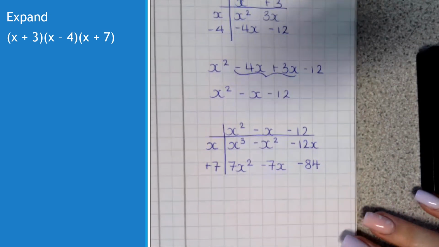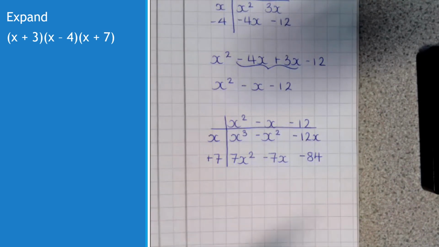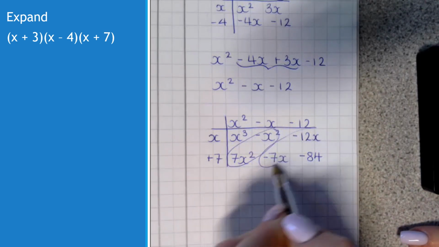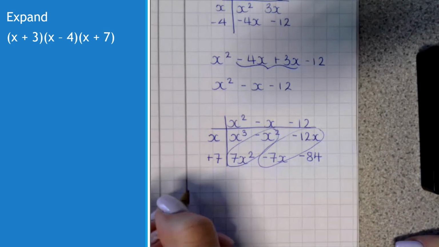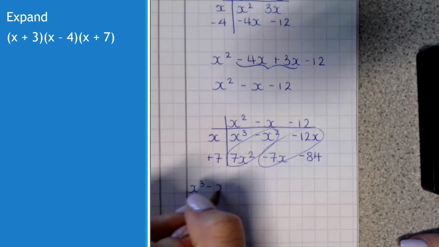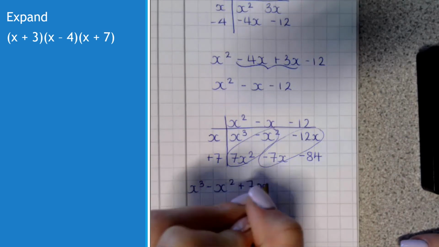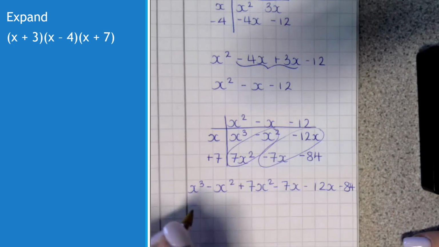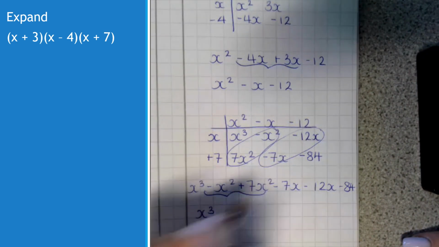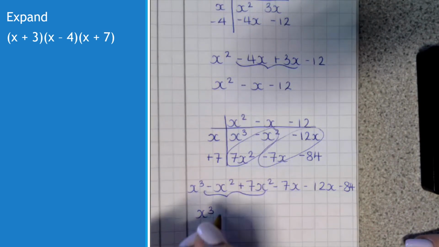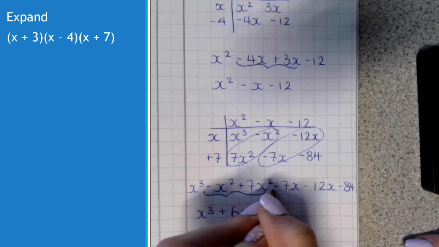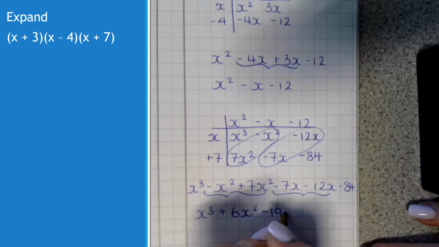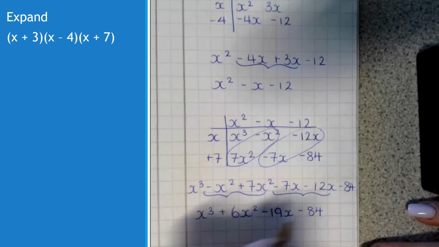And then you want to do the same thing as you would when you're expanding double brackets, which is collect all of your like terms. I do find it easier to write all of my terms out first. And same with your double brackets, you're still going to have the terms that are going diagonally that you can simplify. So we're going to have x cubed minus x squared, add 7x squared, minus 7x, minus 12x, minus 84. So x cubed minus x squared, add 7x squared, so that's the same as doing 7 minus 1, which is 6x squared. Then we're doing negative 7 subtract 12, which is minus 19x. And then obviously you've got your negative 84 on the end.